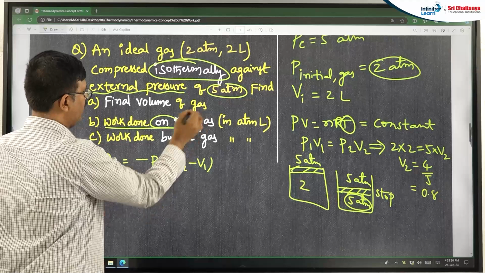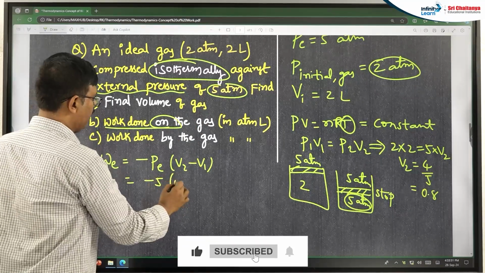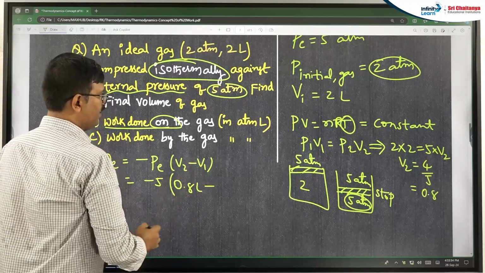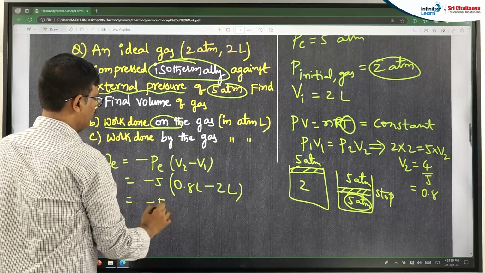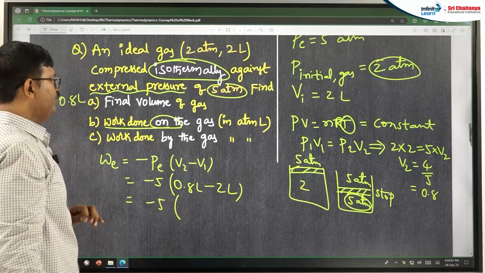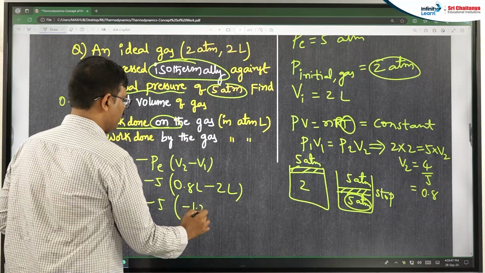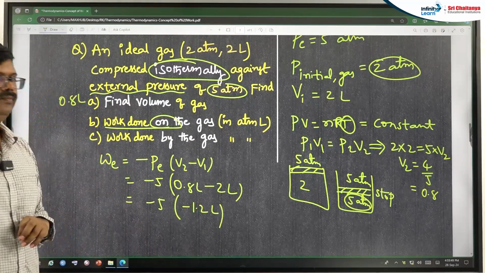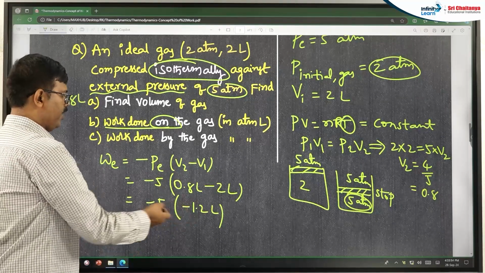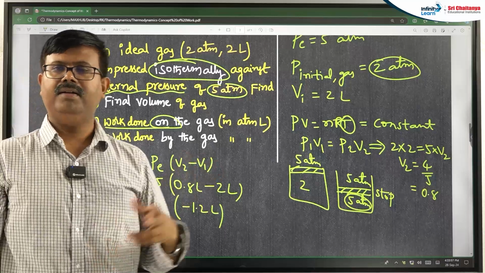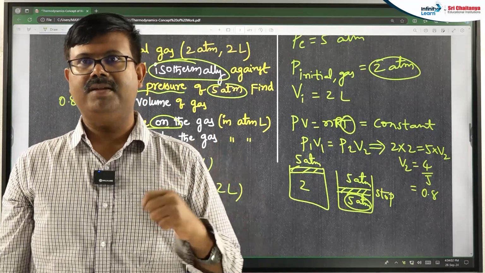P external is 5 atm. Final volume, just now we got, is 0.8 liters, and initial volume is how much given? 2 liters. Final volume is 0.8 liters, initial volume is 2 liters. That means delta V is minus 1.2 liters. Now just multiply 1.2 into 5 and you will get the work done by the external forces on the system.